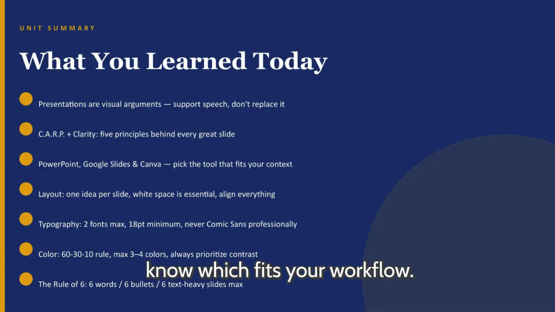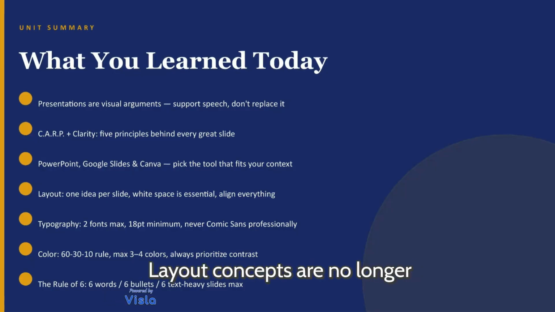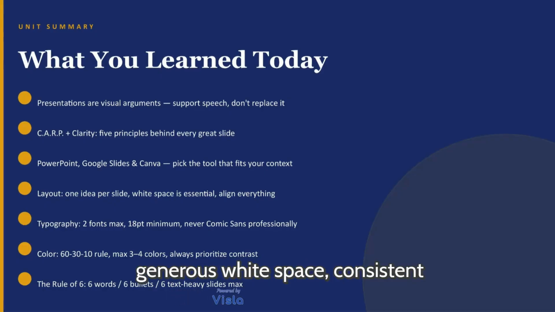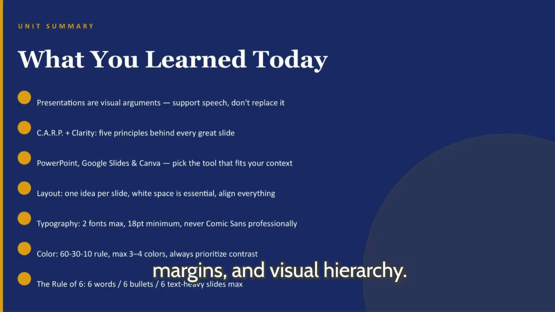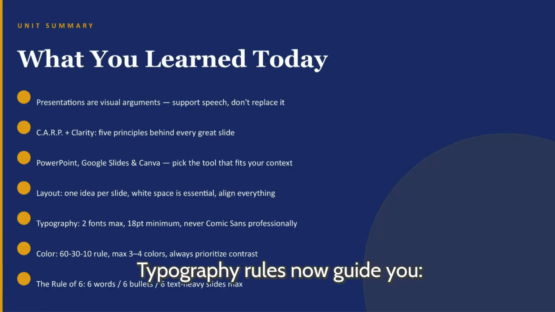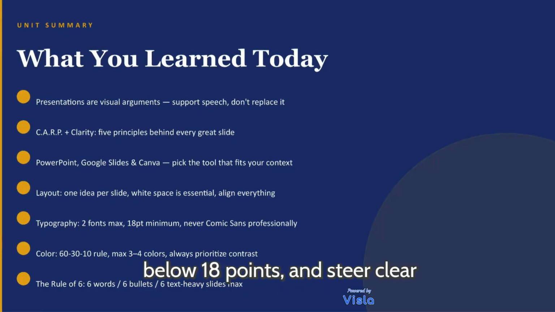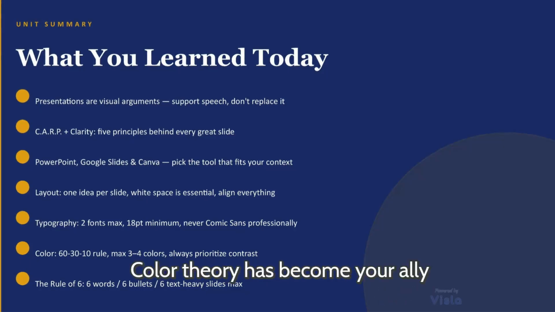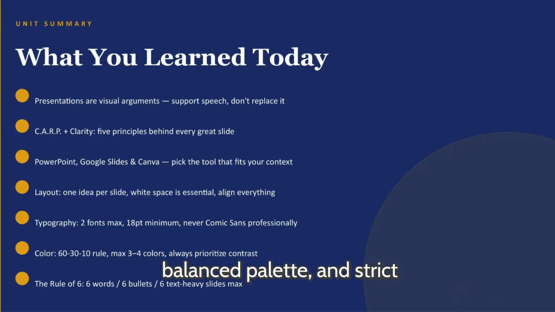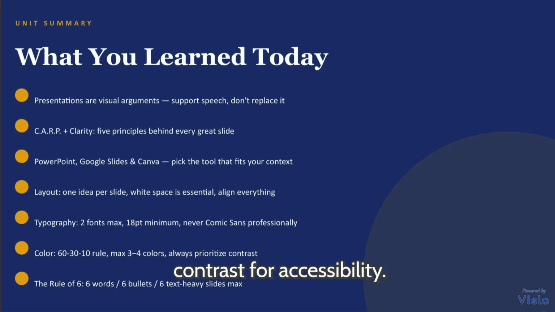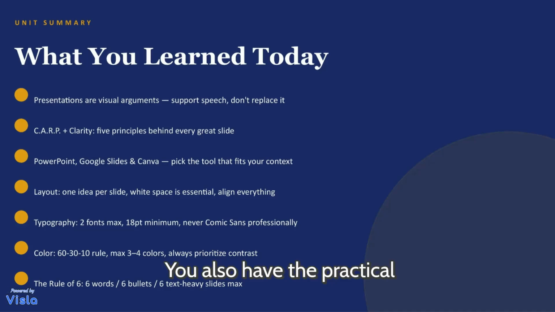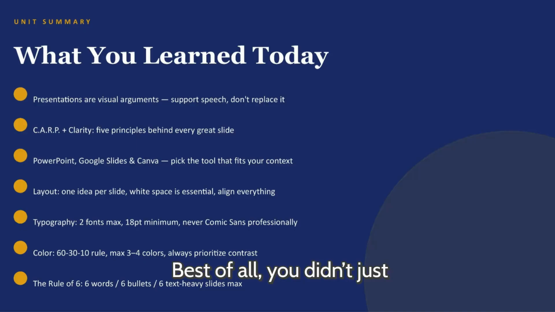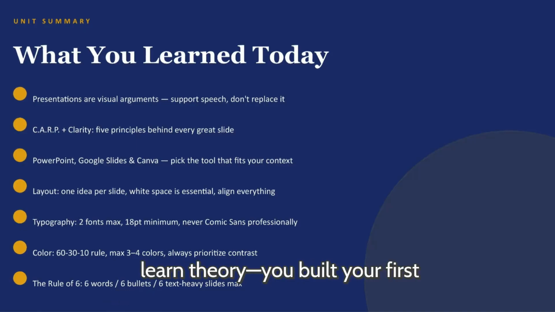Layout concepts are no longer mysterious. 1 idea per slide, generous white space, consistent margins, and visual hierarchy. Typography rules now guide you. 2 fonts max, avoid anything below 18 points, and steer clear of Comic Sans. Color theory has become your ally through the 60-30-10 rule, a balanced palette and strict contrast for accessibility. You also have the practical guardrail of the rule of 6 to keep text concise. Best of all, you didn't just learn theory, you built your first 5-slide deck right here.